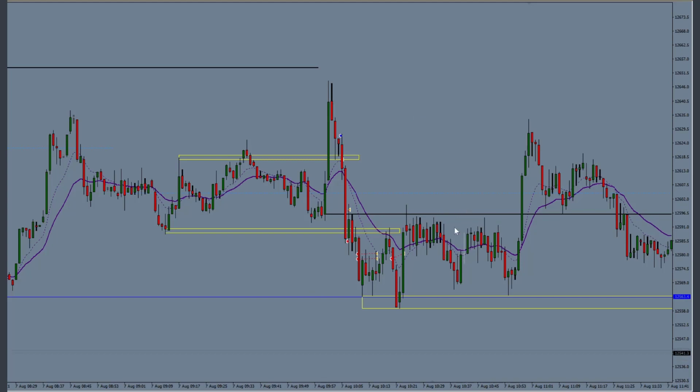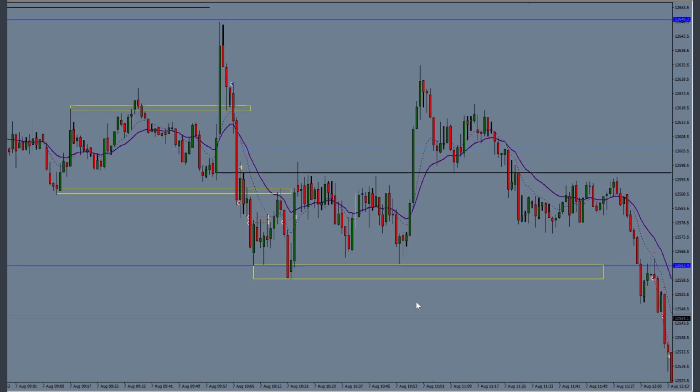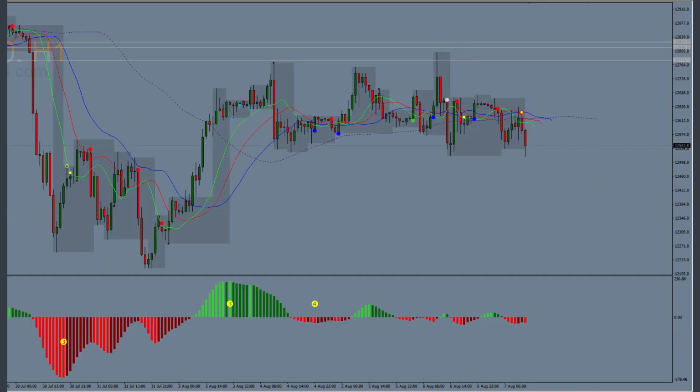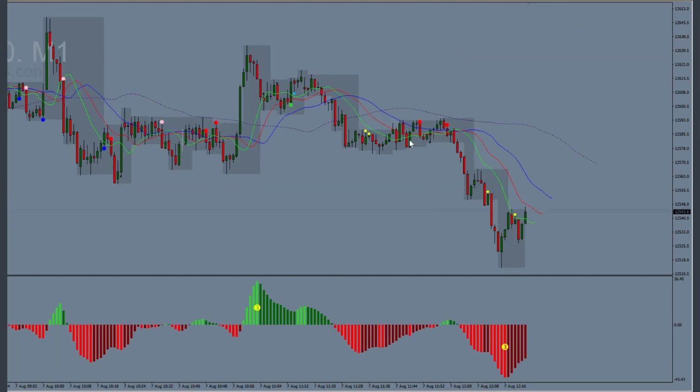Then I left it, because then I created this zone for me to say, okay, now I want the price to break at least this level and these established levels. And I set alarms. Luckily for me, when I went out of the trading room and came back, I saw this consolidation level on the M1 chart.